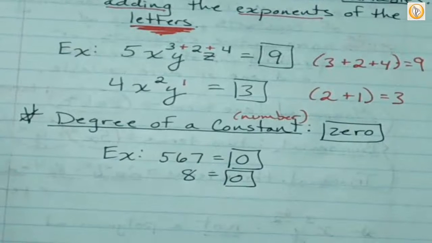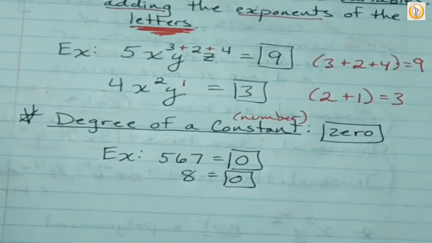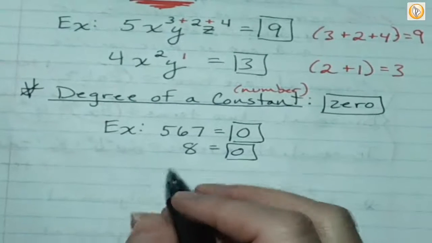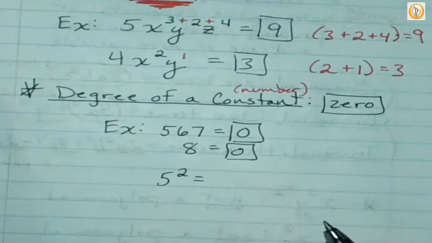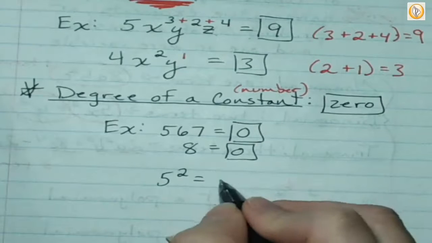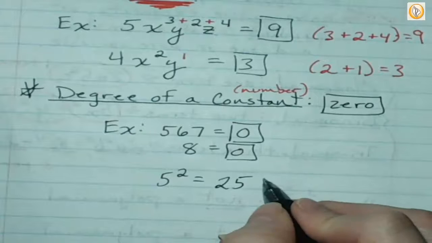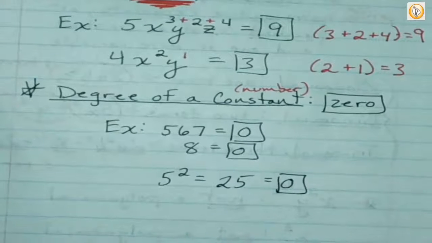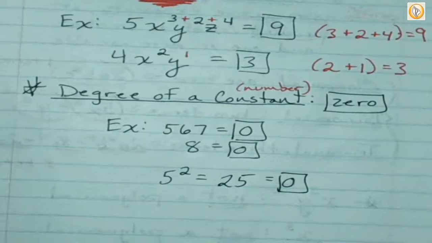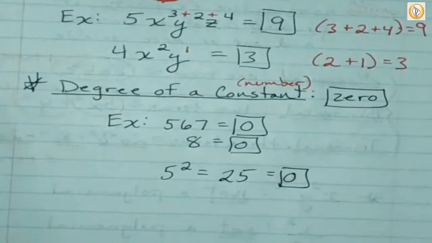If it has an exponent, would it still be 0? Yes, because, for example, what's 5 squared? 25. What's the degree of the constant 25? It'd be 0. Very good question.